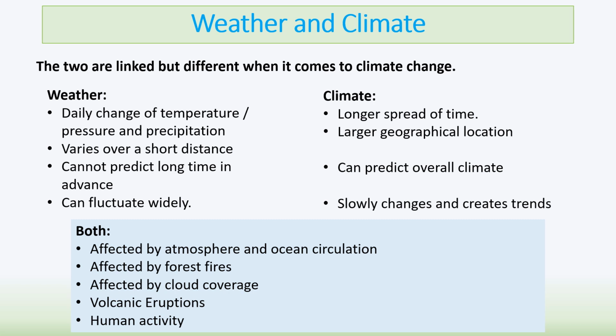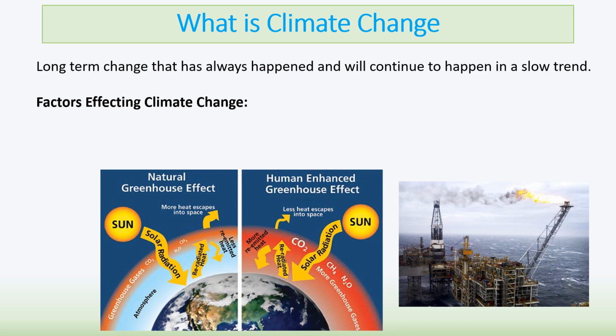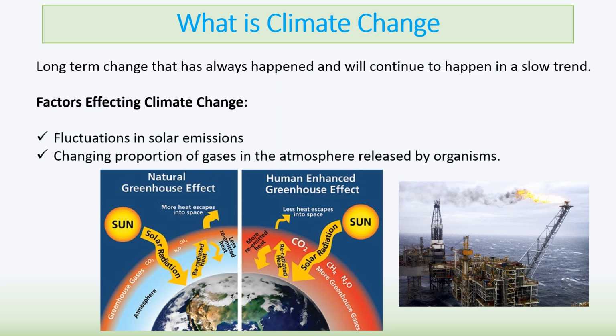Now, both of these things can be affected by certain things. They can both be affected by the atmosphere and oceanic circulation, by forest fires, by cloud coverage, by volcanic eruptions, and unfortunately by human activity. So the long-term climate is constantly changing, and we know there are 2 major factors affecting the climate. If you think about it, why would the Earth possibly get warmer? Well, it's either due to fluctuations in solar emissions, or due to changing proportions of gases in the atmosphere, the greenhouse gases trapping the sun's heat in the atmosphere. And obviously humans are increasing this by our emission of carbon dioxide due to the burning of fossil fuels.